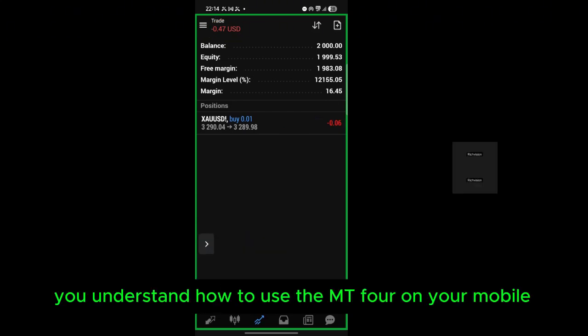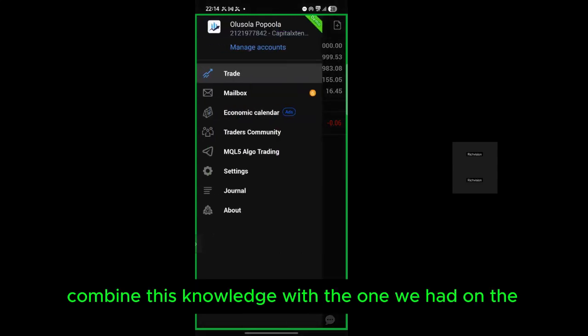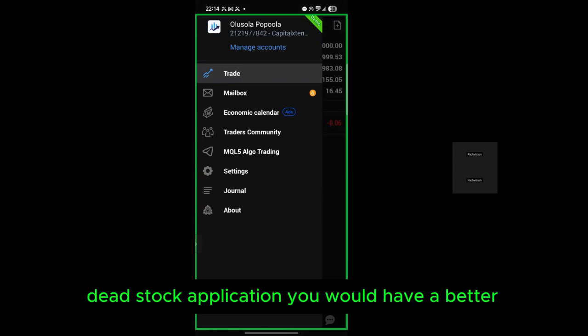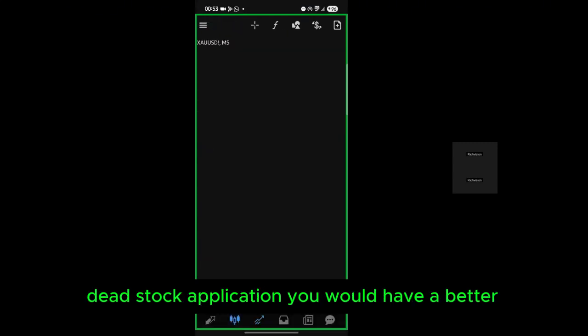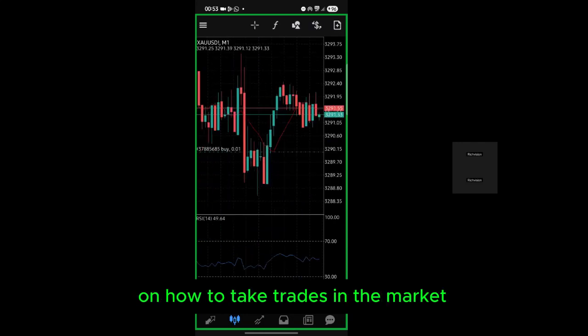I hope with this you understand how to use the MT4 on your mobile. Combine this knowledge with the one we had on the desktop application. You would have a better understanding of how to take trades in the market. So this is very, very important.